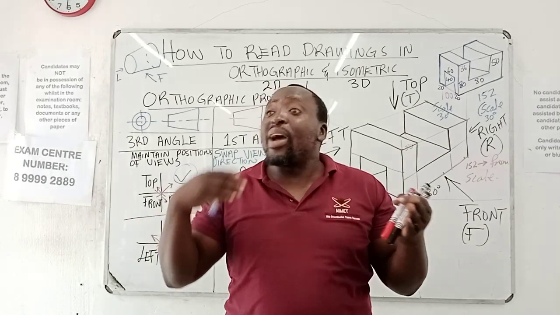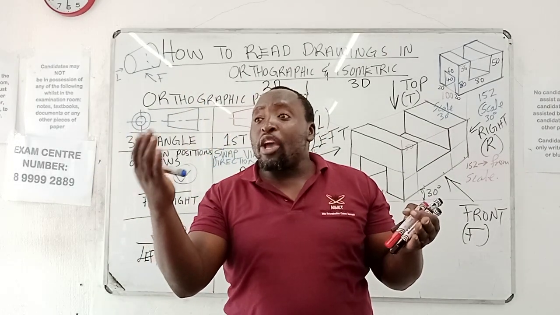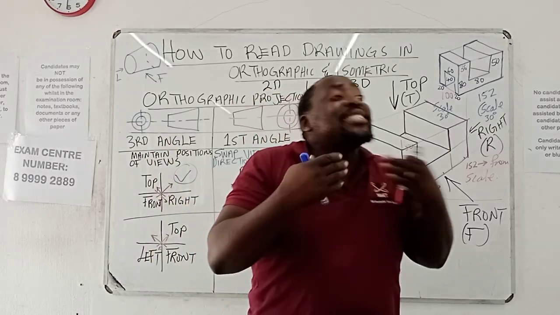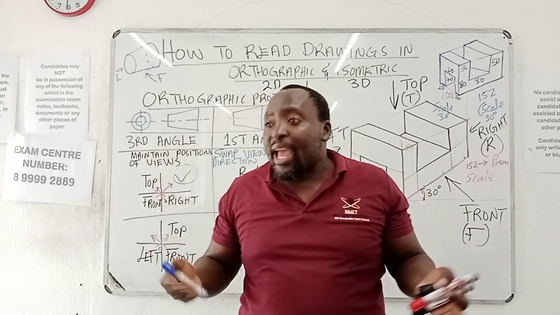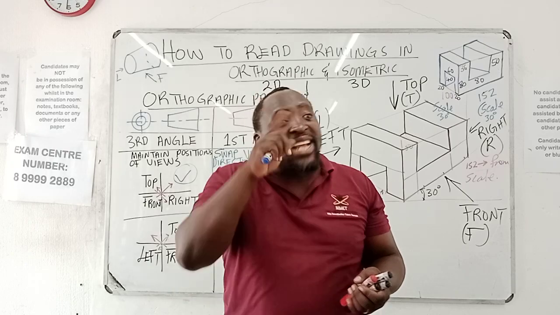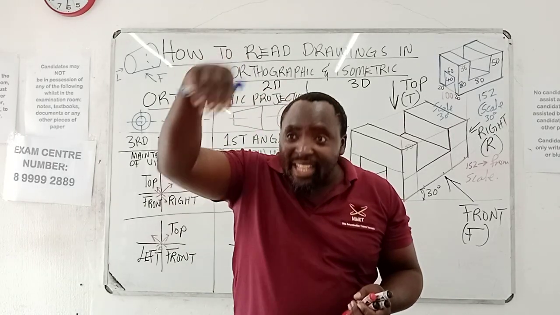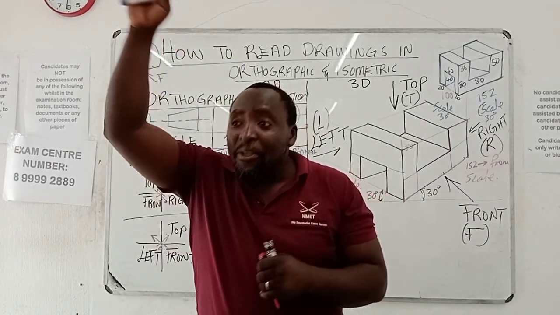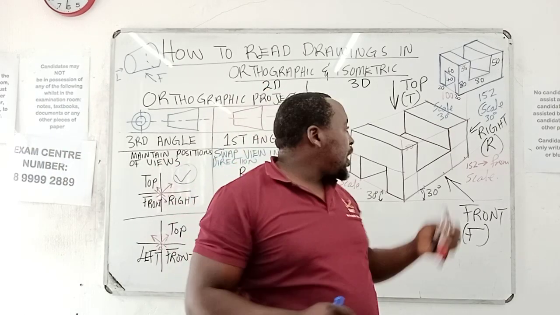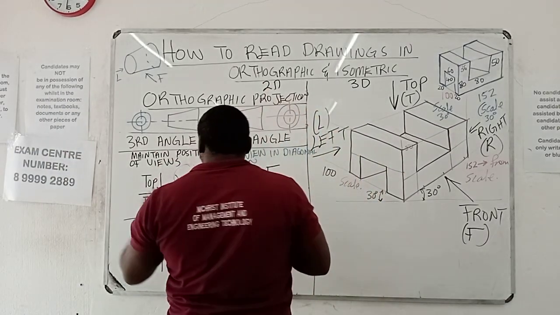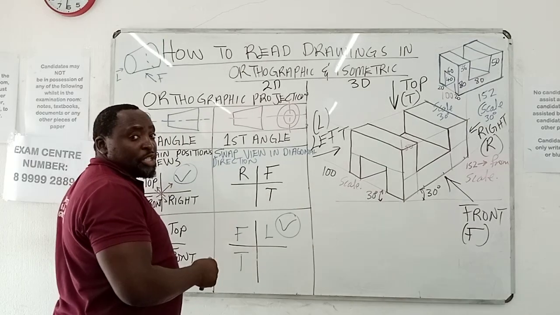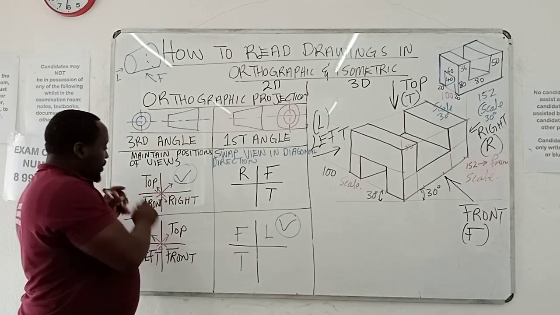It only shows what you can see. The orthographic shows you even what you can't see, using hidden lines. The dashed line shows you to say, it's there, but you can't do what? You can't see it. So here, when I draw, I'm going to use third angle projection.